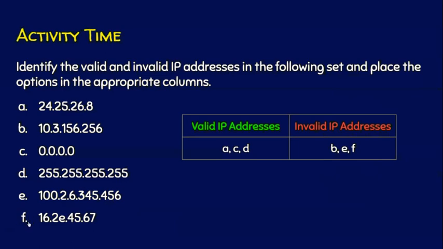Coming to the option F, this is an invalid IP address. Why? Because there is an octet with 2E. We know very well that IPv4 addresses must be in decimal, even if E is a hexadecimal character, but that is not valid here because any IP address in IPv4, it should be in decimal only. So F is also not valid.